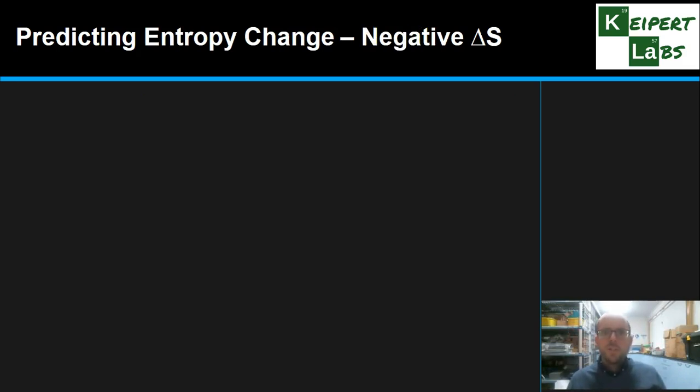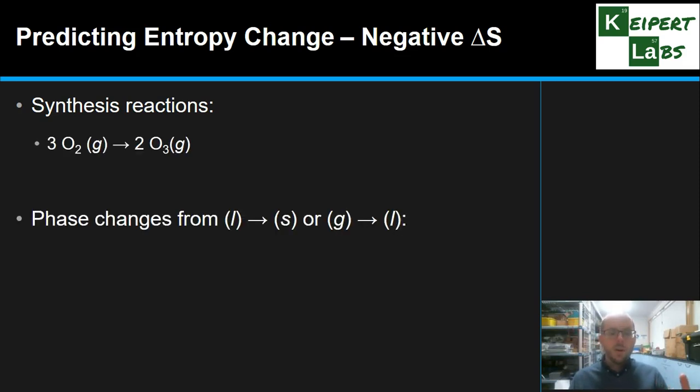However, we do have some situations where we have a negative delta S. That is, we create a system that is more ordered, that has less randomness, that has fewer microstates. So synthesis reactions, where we take smaller particles and we connect them together, so like 3 oxygen molecules becoming 2 ozone molecules, that has a negative delta S. Or the production of ammonia in the Haber process, we go from 4 particles to 2 particles. Okay, so we reduce the entropy there.